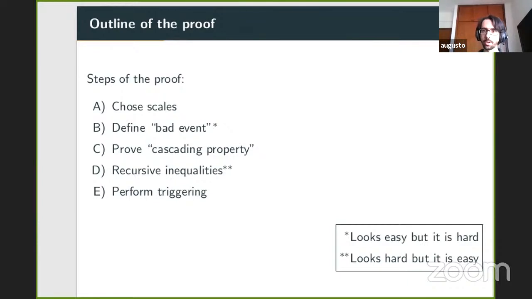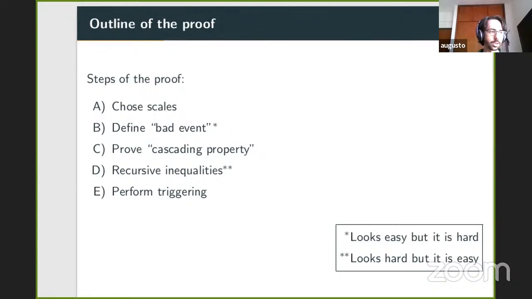All these steps are small. I'm just over dividing them. And I put 2 comments there, which I find interesting. Step B, which is to define the bad event, looks really simple, just a picture. But it's really the tricky one. After we see all the models, we start to see that this is where you should spend 90% of your energy. And this is what fascinates me about renormalization: the nicest step is step B, and it's the one you spend most time with.